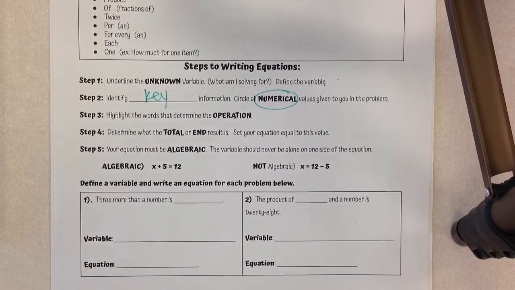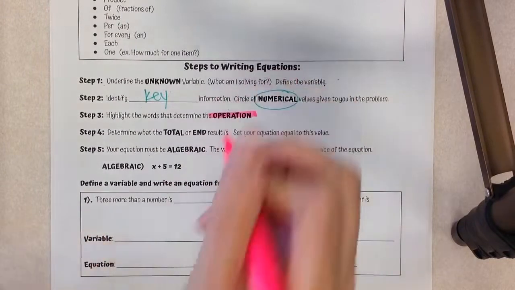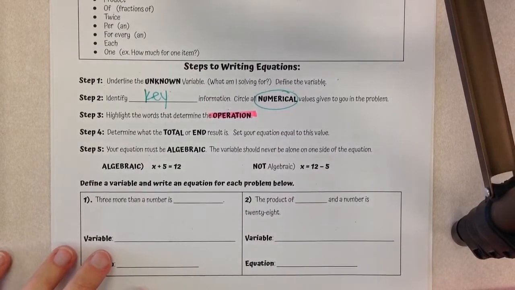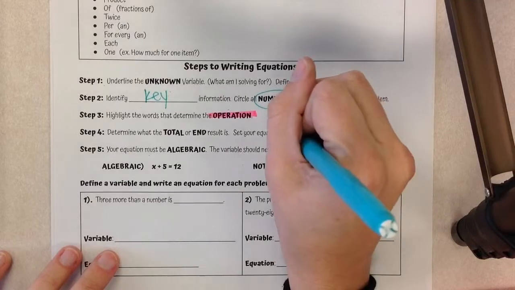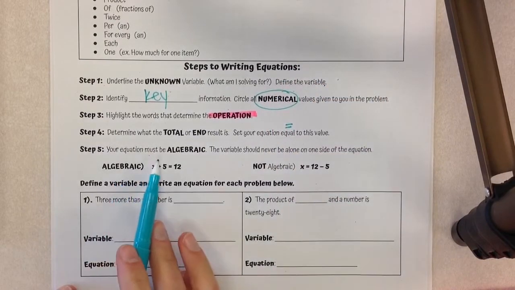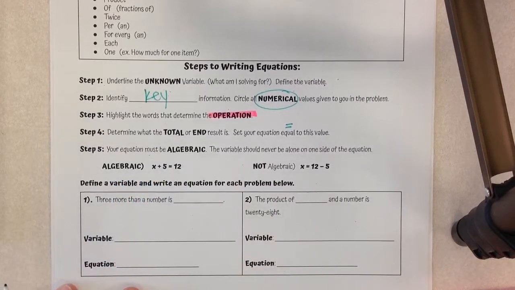Step 3, we're going to highlight the words that determine the operation. So we're going to highlight those words that tell us the operation using that chart above. Then we're going to determine what the total or end result is. We're going to set our equation equal to this value. And then what's important to note is that your equation must be algebraic. Our instinct is to just go straight to solving. We need to practice setting up an equation.